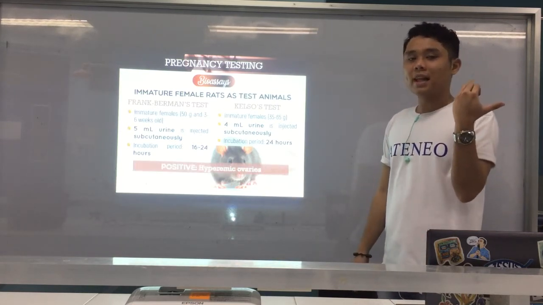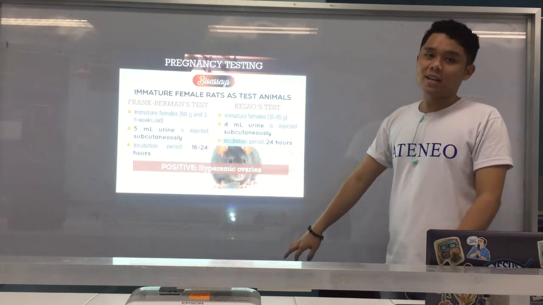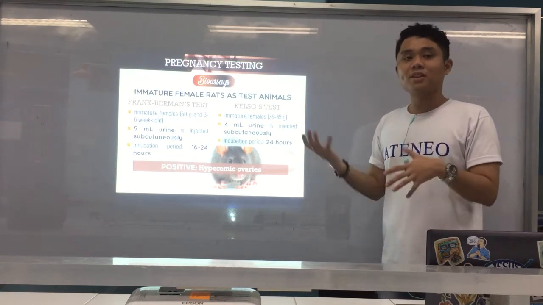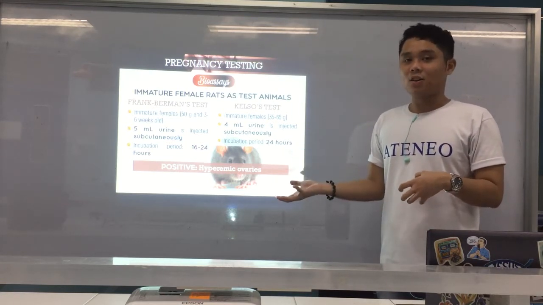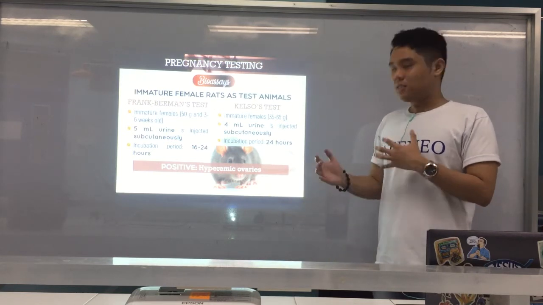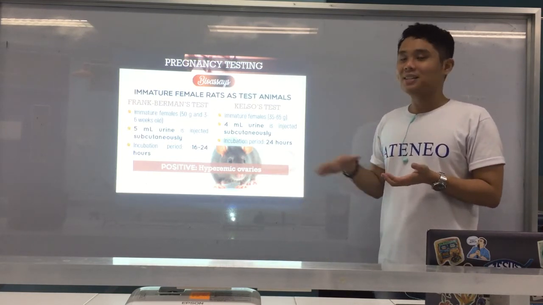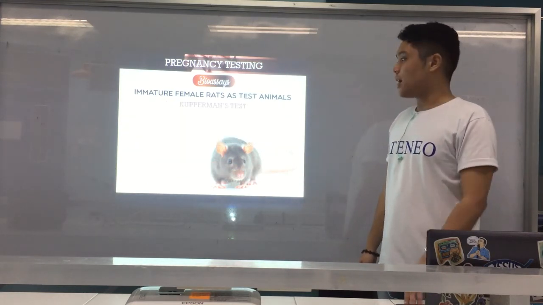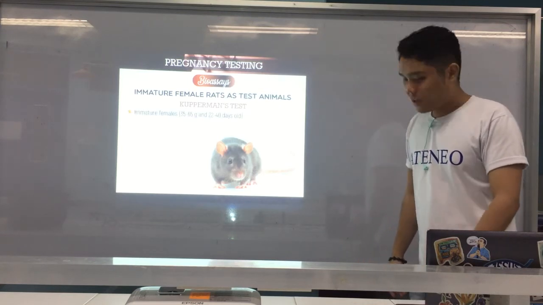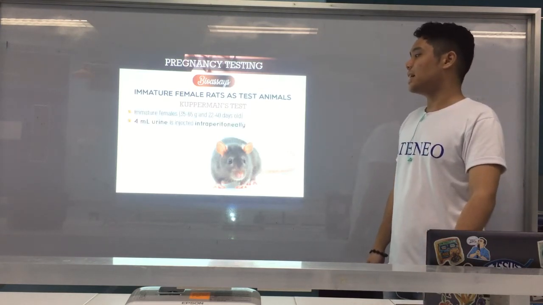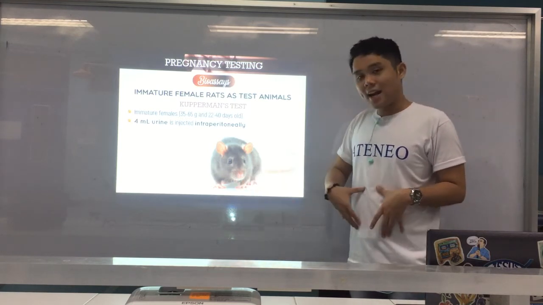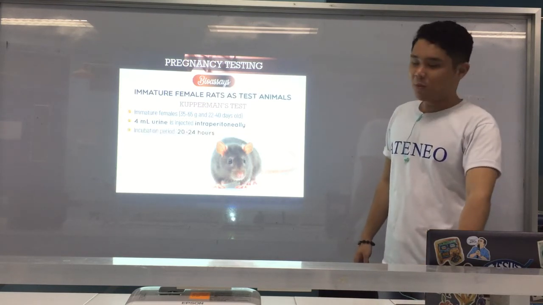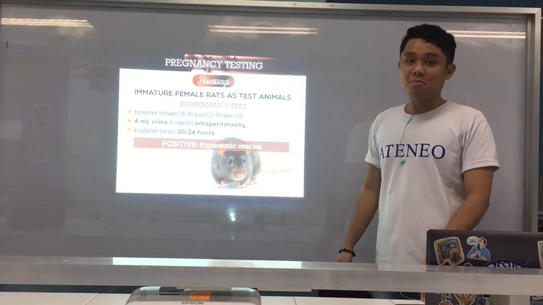So in the rabbit, it was hyperemic uterus; this time it's hyperemic ovaries. So again, do the ovaries turn red or swollen? Because when you say hyperemic, it's increased blood flow to this particular organ, in this case the ovaries. Still the same, I think you have to cut the animal open to examine this reaction. And next, we also have Kupperman's test. Immature females, 4 ml of urine is injected intraperitoneally, into the peritoneal cavity. Then 20 to 24 hours incubation period. Positive is still the same, hyperemic ovaries.